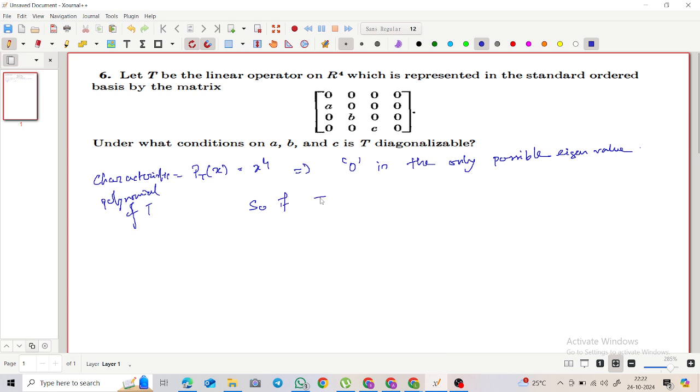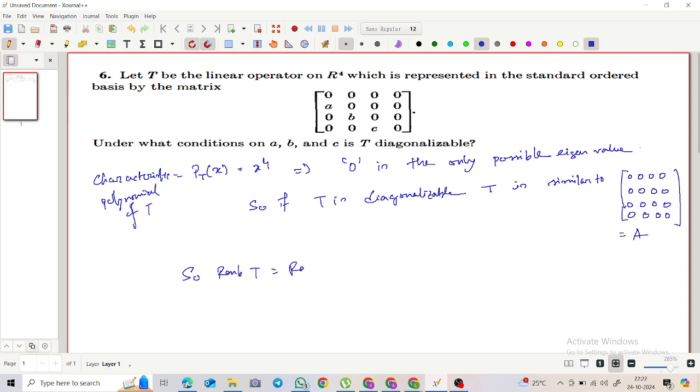So if T is diagonalizable, T is similar to, okay, call it A. So rank T is equal to rank A equals 0. This implies A, B, C are all 0. Okay, so what about 7?